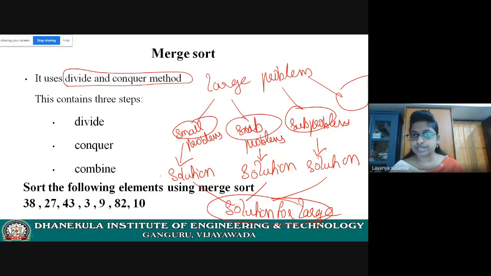Okay, I hope you understood. Large problem is divided into small problems. You need to solve all these problems individually. For each problem, you will get the solutions. Now what you have to do? You need to combine all these solutions so that you will get the solution for the large problem.